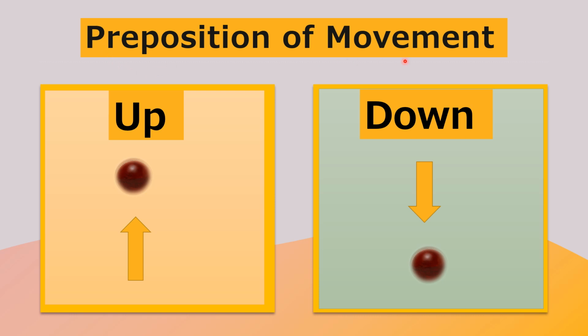We have prepositions of movement as well as direction here: up and down. If something is going in the upward direction of another thing, then we call it up. He is going upstairs, up direction. He is coming down the stairs. That means someone is moving towards the down direction. Then we will call it down movement. It is showing the direction as well as the movement.